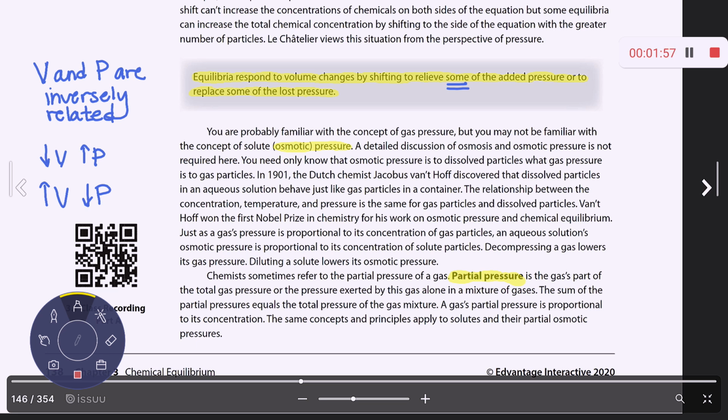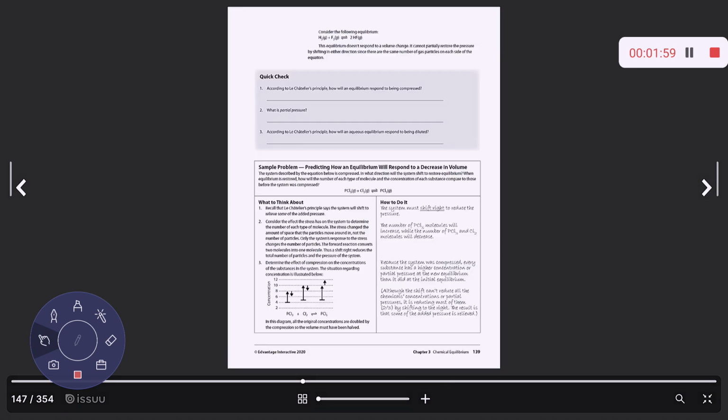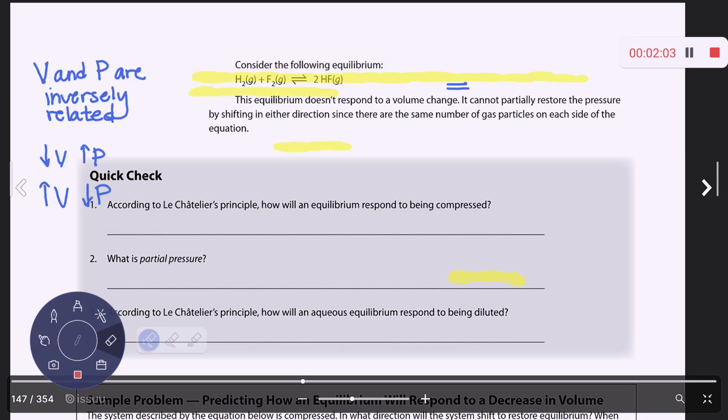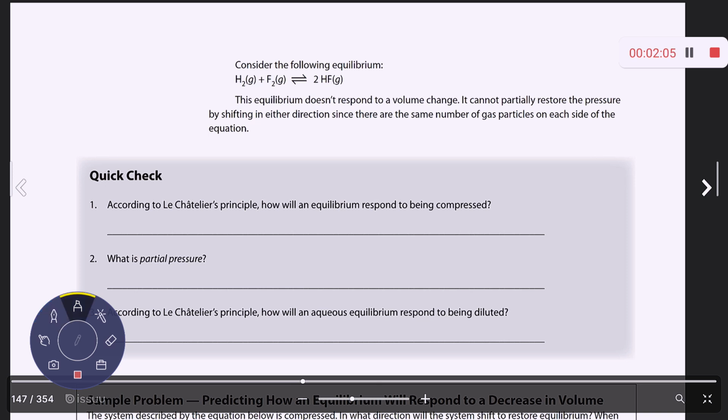And I'm going to look at the first example, which involves a gaseous mixture. So here I've got hydrogen and fluorine gases as my reactants, and then I have hydrogen fluoride gas as a product. So what you want to do is you want to count the coefficients on the reactant and the product side, and that will inevitably help you predict which direction you will shift based upon the volume changes.